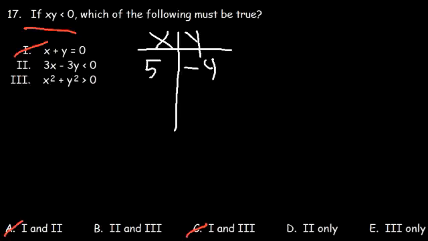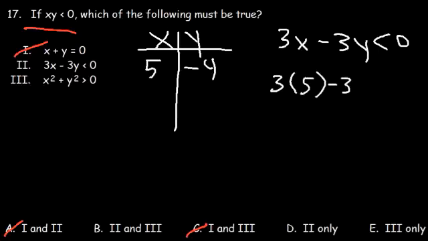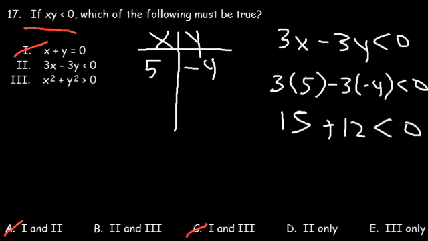So now, let's look at statement number 2. 3x minus 3y is less than 0. So 3 times 5 minus 3 times negative 4. Let's see if it's less than 0. 3 times 5 is 15, and 3 times 4 is 12. 15 plus 12 is 27. 27 is not less than 0. 27 is greater than 0, so that statement is false. So 2 is eliminated. So that means it can't be B and it can't be D. So the answer has to be E.